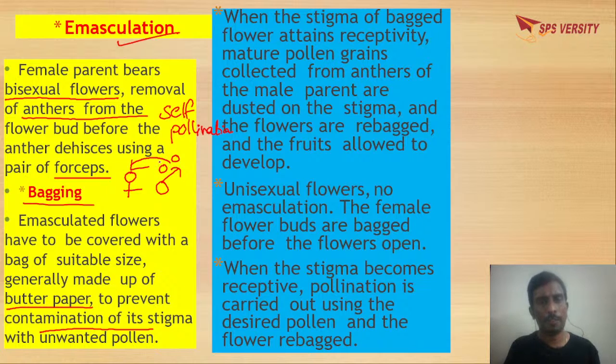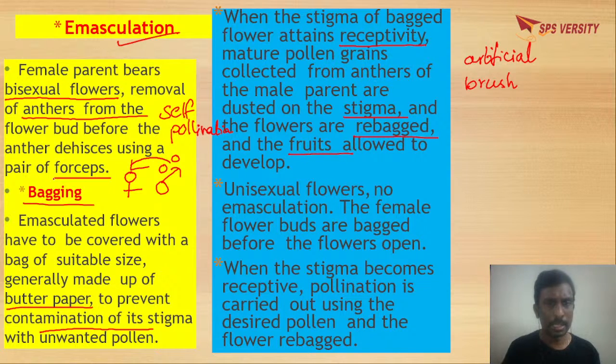Okay. After bagging, when the stigma attains receptivity, pollen grains are collected artificially from the anther of the male plant. With the help of a brush, they will collect the pollen grains and dust them on the stigma. After dusting on the stigma, again they are rebagged and allowed to form fruit. That is the process of pollen germination, then fertilization, after that fruits are formed.